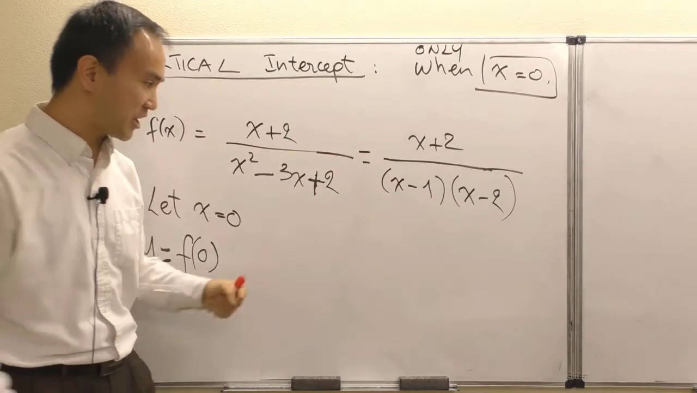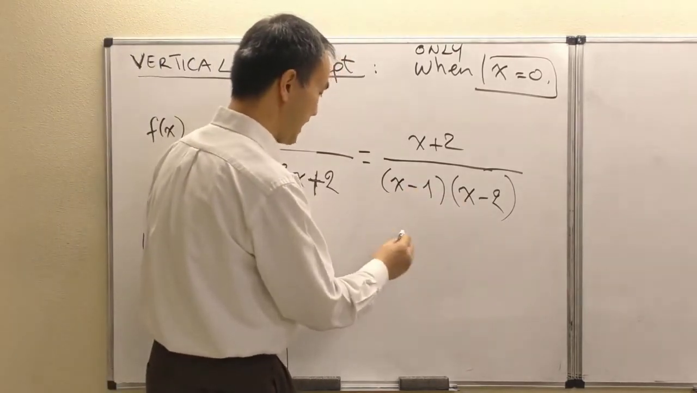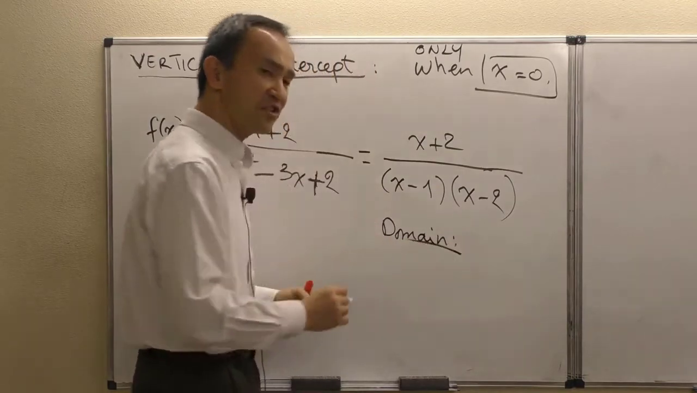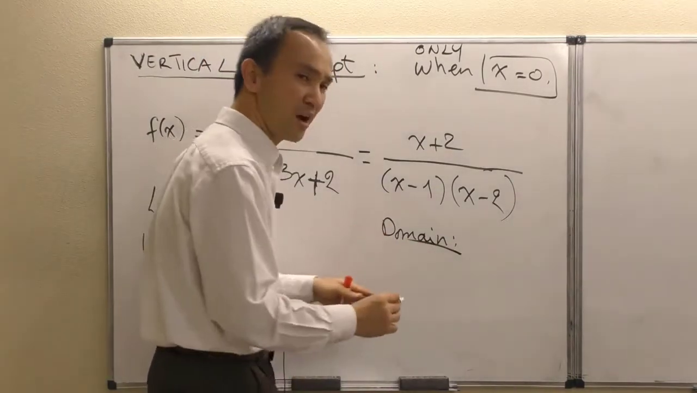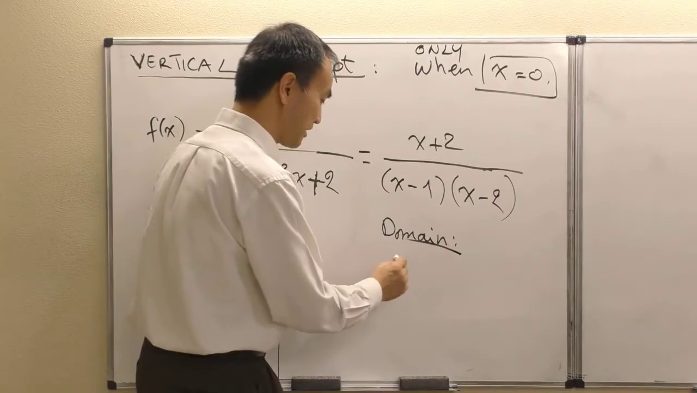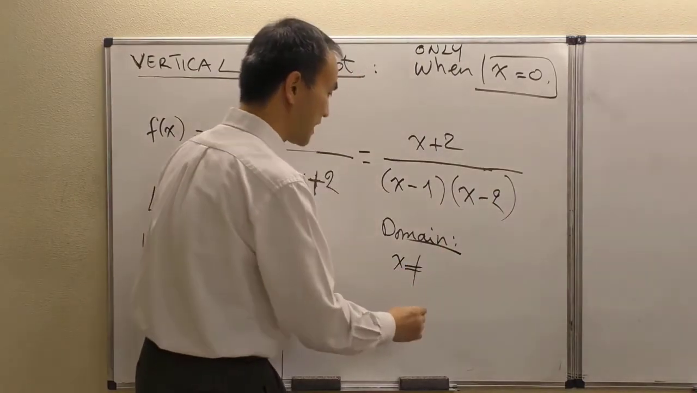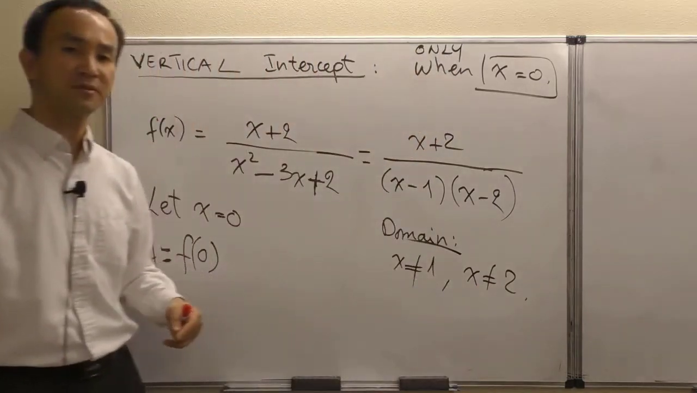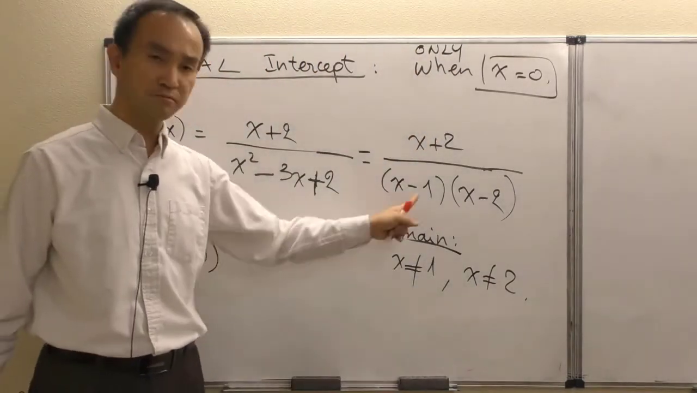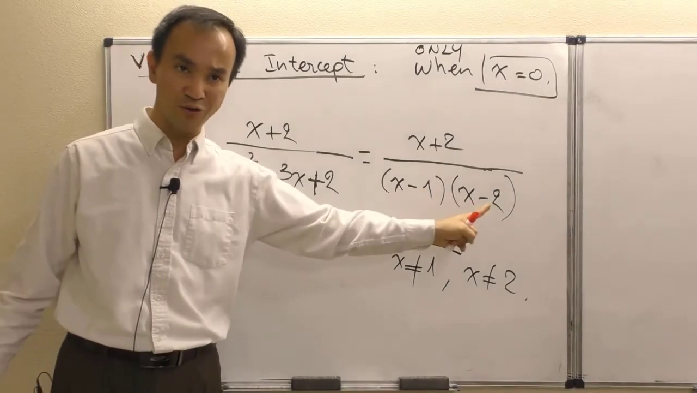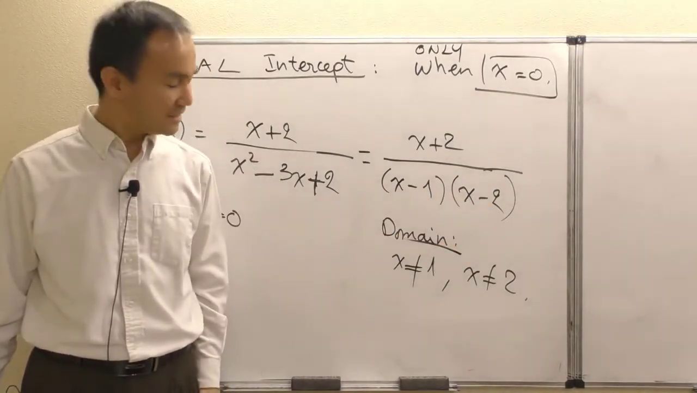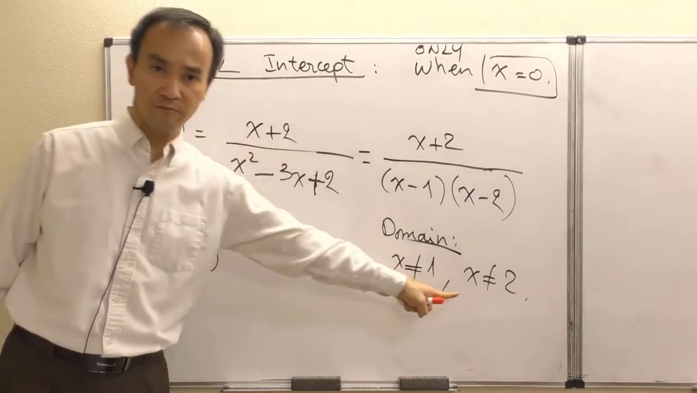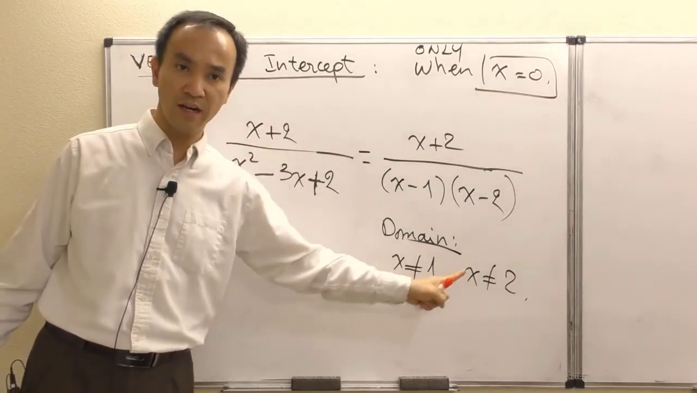This function in particular has the domain, and interval notation is a little too long for me, so allow me to write in the shorthand notation right here. Anywhere except 1 and 2. The domain is any x value except 1 and 2, because right out front, these are the zeros of our denominator. So x equals 0 is surely other than 1 and other than 2.